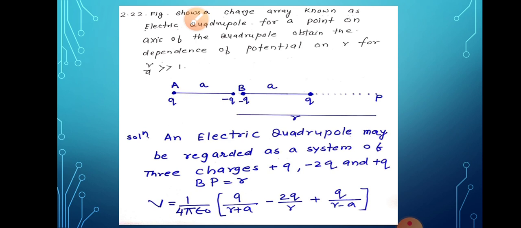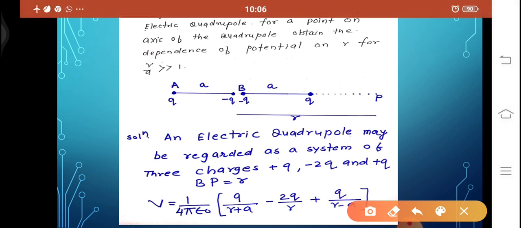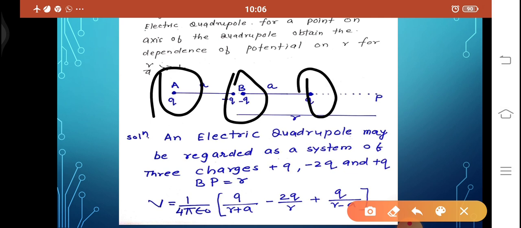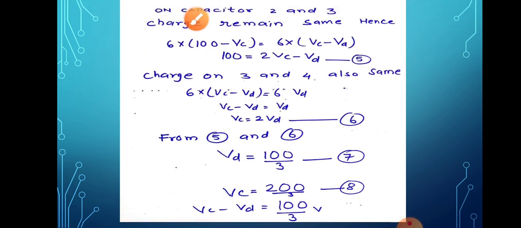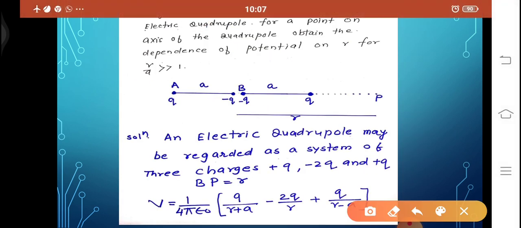We can consider an electric quadrupole as a system of charges: Q, minus 2Q, and Q. And we have to calculate the potential at this point. This distance is R, this distance is R, this distance is R. This is A, this is A.